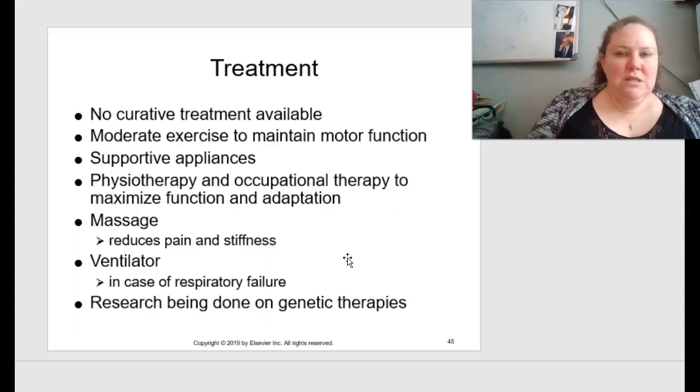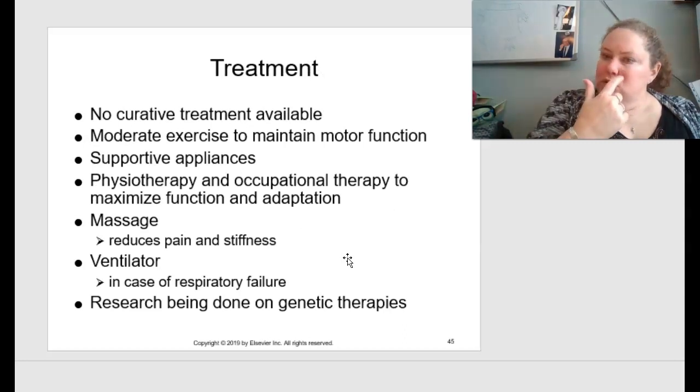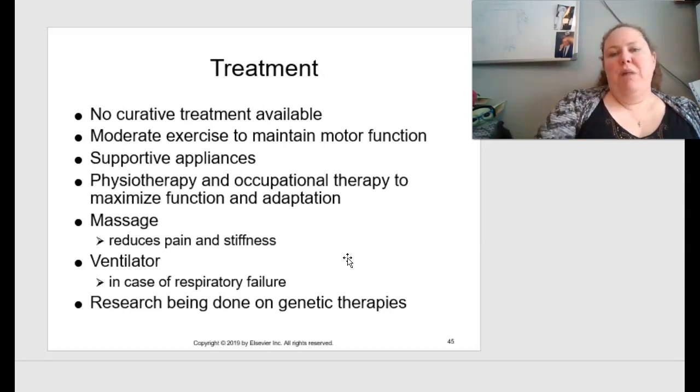So unfortunately, there's no curative treatment. It's just palliative. Okay. So some of the things that you can do to help out would be moderate exercise to maintain the motor function, and also supportive appliances such as braces. You have physiotherapy and occupational therapy that can help maximize the function and adaptation to the new restraints. You can do massages, and this can help to reduce pain as well as stiffness.